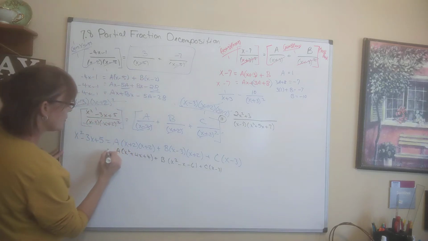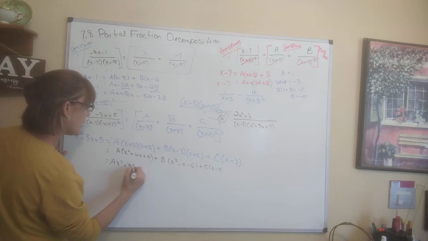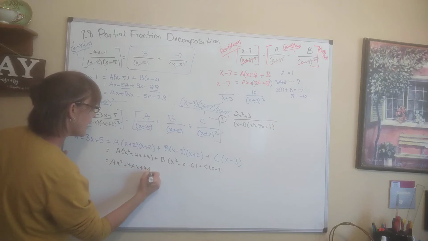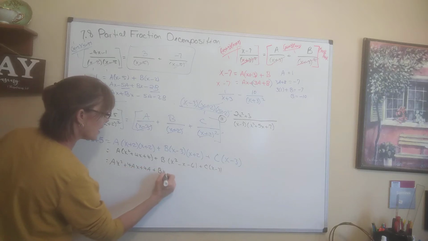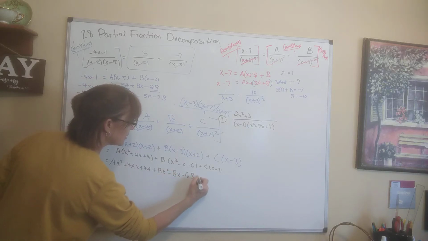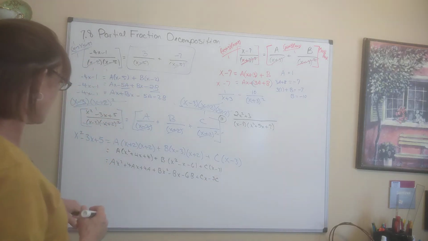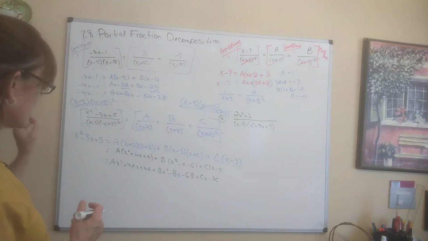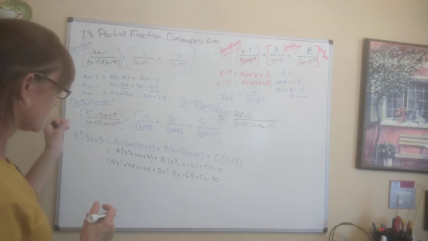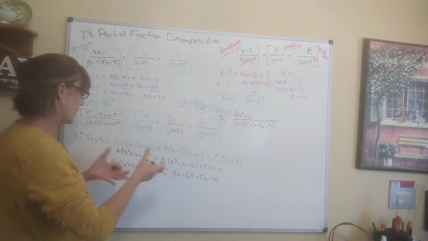Okay. I'm going to distribute the A. This is Ax squared plus 4Ax plus 4A plus Bx squared minus Bx minus 6B plus Cx minus 3C. Let me see if I'm happy with that. Ax squared, 4Ax, 4A, Bx squared minus Bx minus 6B, Cx, 3C. Okay, now I'm going to group like terms together.